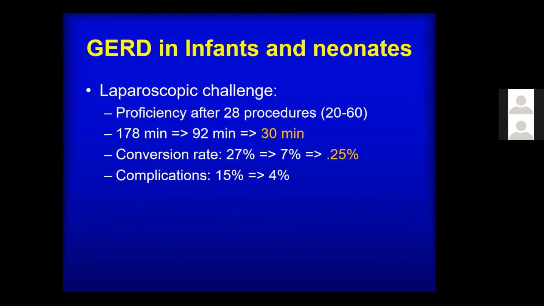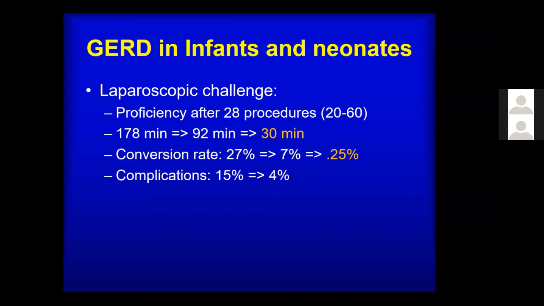In neonates and infants, because of the size, there is always a laparoscopic challenge, especially for beginners. It is stated in the literature that you will be proficient after 28 procedures, range 20 to 60. The time will go down from 178 to 90, then to 30 minutes if you're really good at it. The conversion rate, when you begin, may be about a quarter of cases, but if you really become good at it, you should be within 2 to 3%.